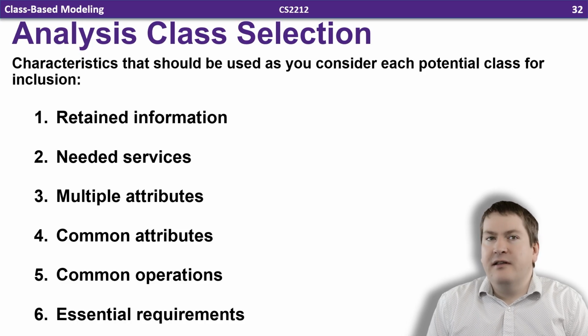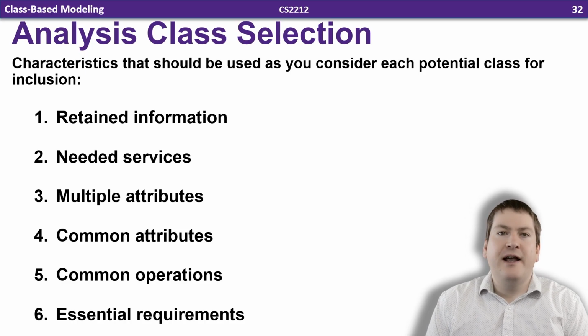The next step is to filter our list and remove any nouns that shouldn't really be classes. Now, we could think about this logically, but there's also a few rules that we could use as a sort of heuristic to make this easier. So to be considered as a legitimate candidate for inclusion, a potential class should satisfy most of these rules. Rule 1 is retain information. A potential class will be useful during analysis only if information about it is remembered. If the system does not need to store information about this class, it might not be useful.